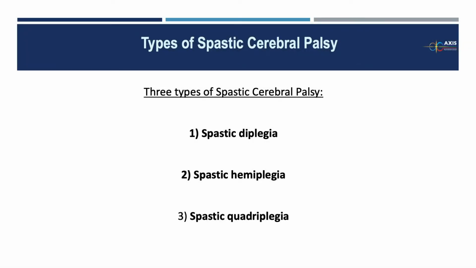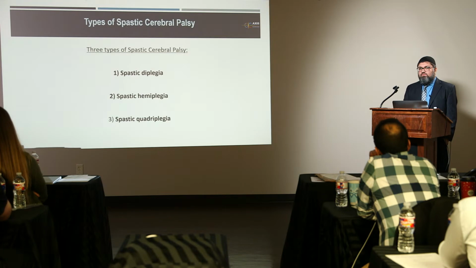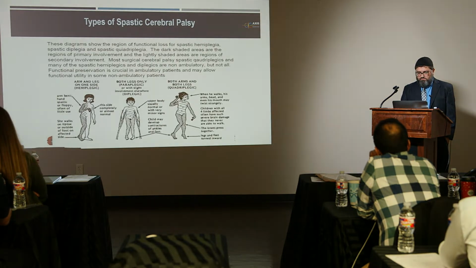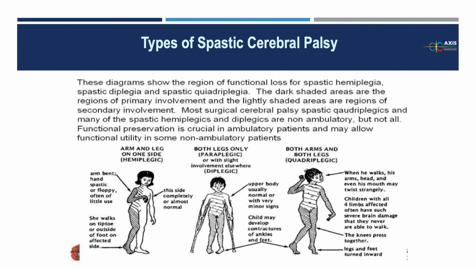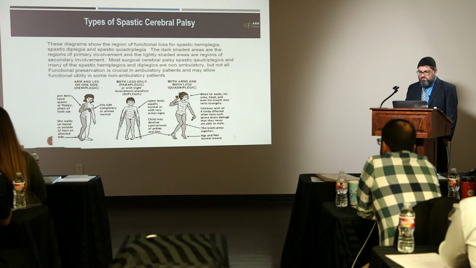So there are types of spastic cerebral palsy. One is spastic diplegia, which has two limbs involved. Spastic hemiplegia, one side of the body is involved. And spastic quadriplegia, all four limbs are involved in this patient. So if one side is affected, that's spastic hemiplegia, if both limbs are affected, spastic paraplegia, and if all four extremities, that's spastic quadriplegia. So the patient with spastic diplegia has a much better outcome than the quadriplegic patient.